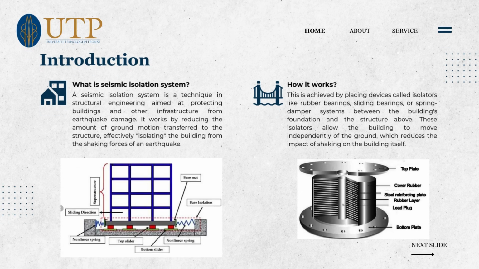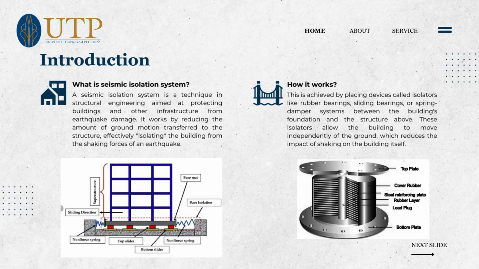What is a seismic isolation system? A seismic isolation system is designed to protect buildings and infrastructure from earthquake forces. Essentially, it reduces the amount of ground motion that gets transferred to the structure, isolating it from the shaking caused by an earthquake. This isolation helps protect the building and reduces the chances of damage during seismic events.